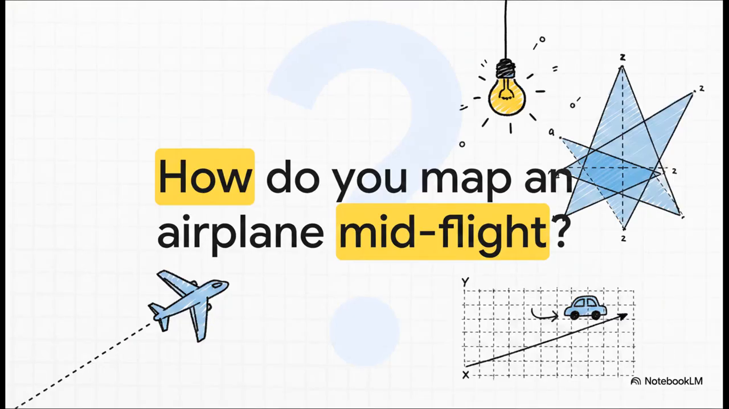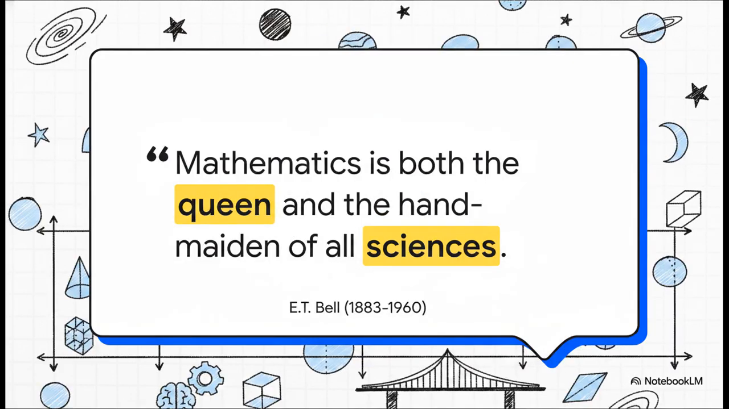So let's just jump right into this chapter with a super practical question. You can easily track a car driving on a flat grid, but what about a flying airplane, or even just a hanging light bulb right above your head? You really can't track those on a flat, two-dimensional piece of paper. So how do we accurately map them? To figure that out, we really have to look at the foundational language of space itself.